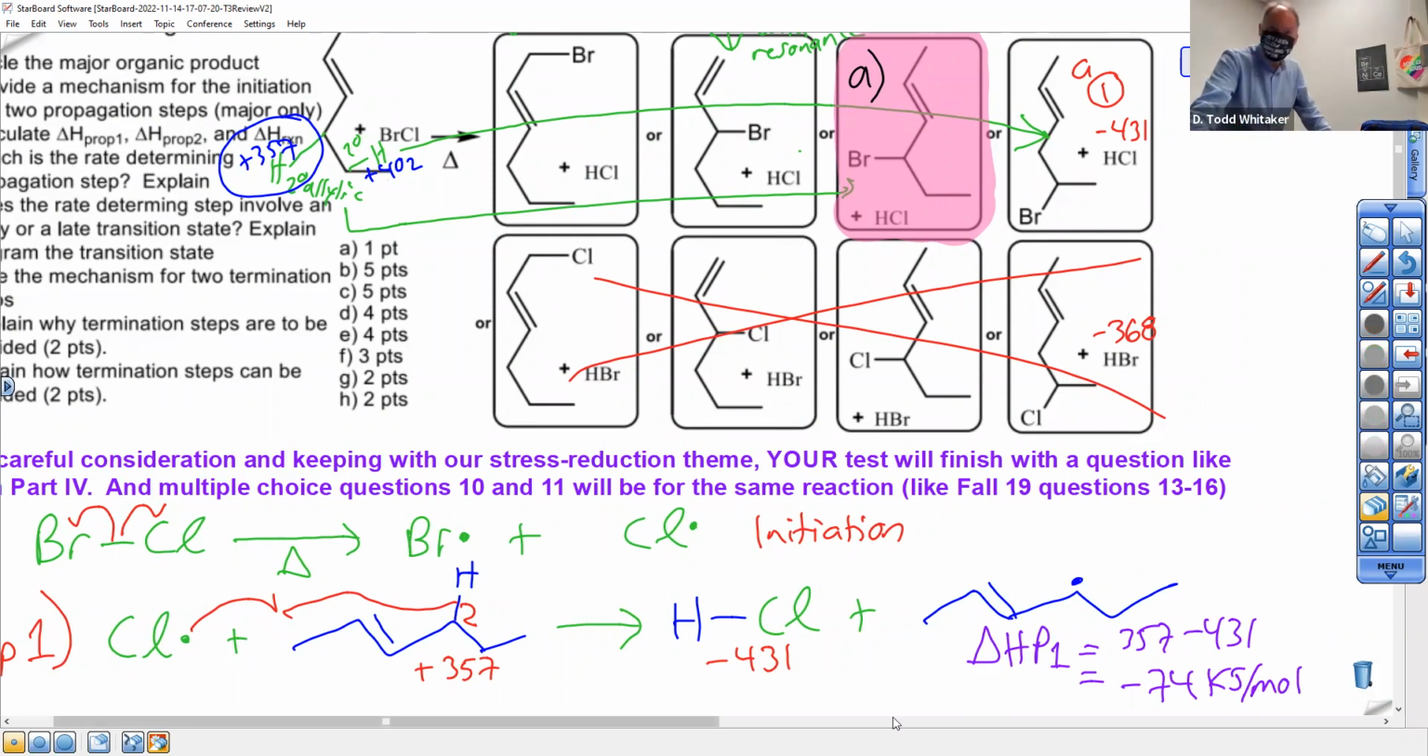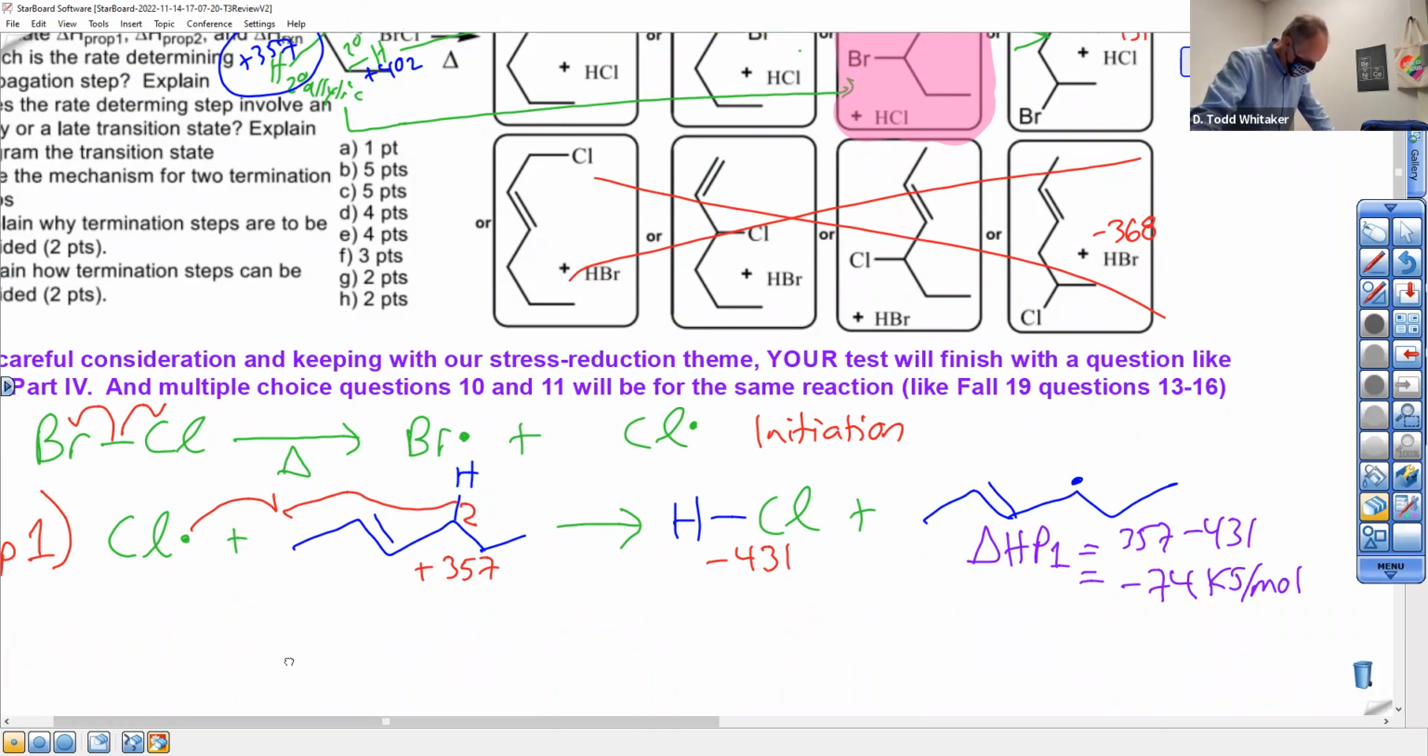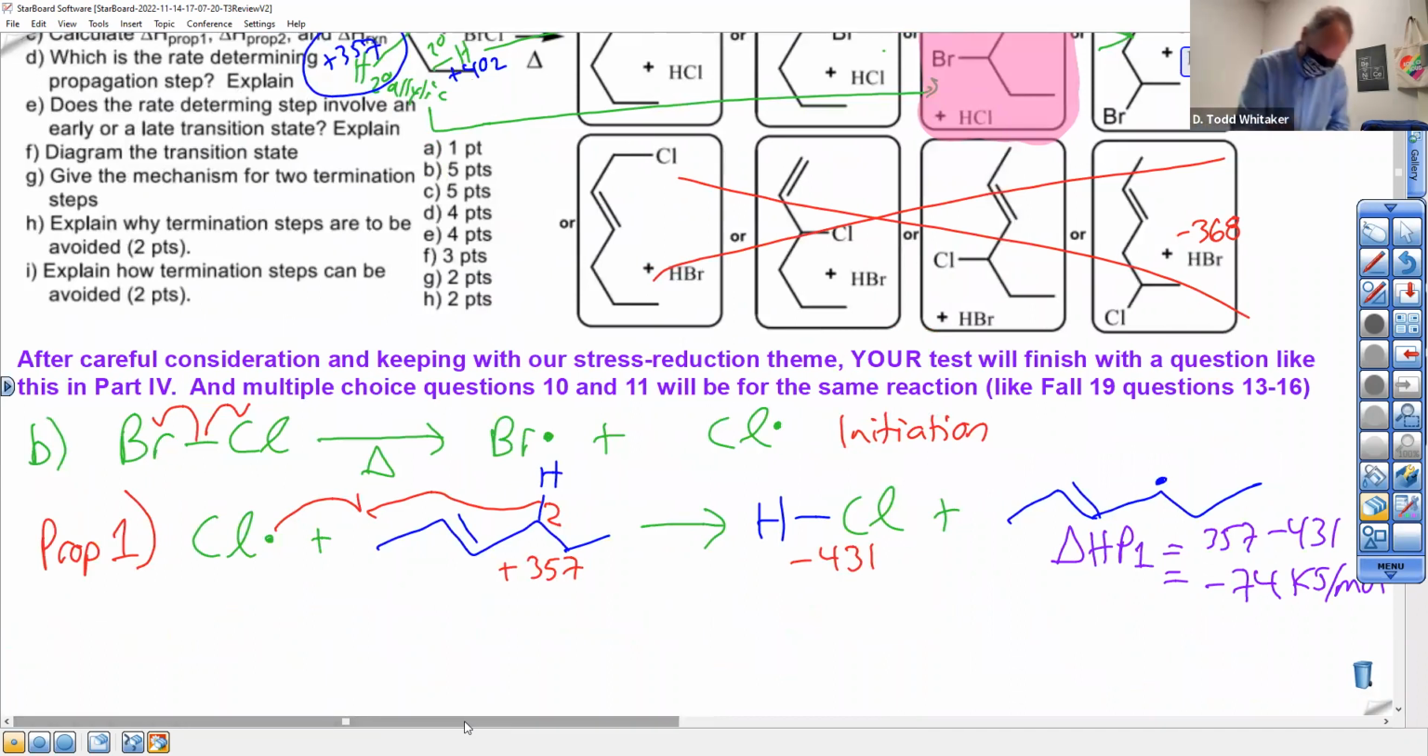Very exothermic. I'm tending to believe this will be the fast step, but I don't know yet. For this to be the slow step, the next one has to be more negative than negative 74, right? That's very rare. That's a very negative reaction. Step 2, prop 2, not step 2. Prop 2.